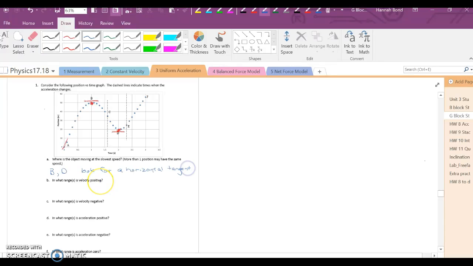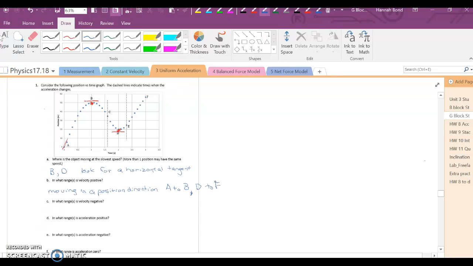Then it asks in part B, in what range is the velocity positive? Well, we look for where it's moving in a positive direction, because remember, the sign of the velocity has to equal the direction that the thing is moving. So the places where it's moving in a positive direction are from points in the range from A to B. See, it's going from position 0 to position 50 as it moves from A to B, so it's moving in the positive direction. And then there's another range, which would be from D to F. That's another range where the position is increasing. It starts there at 20 meters at D, and it moves up to maybe 57 meters at point F.